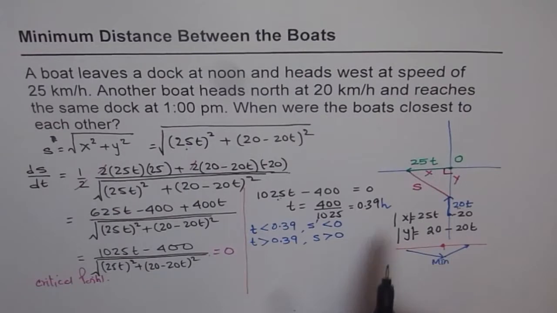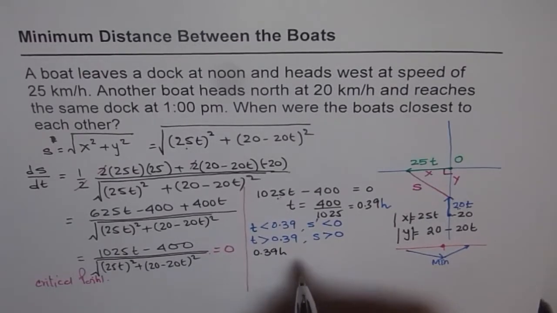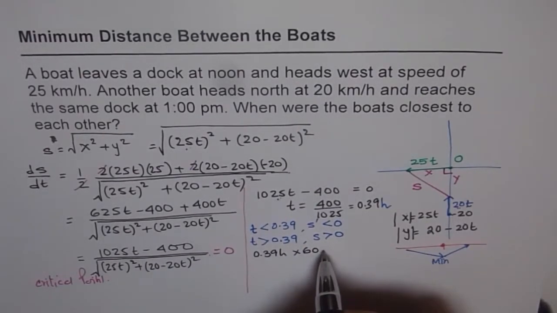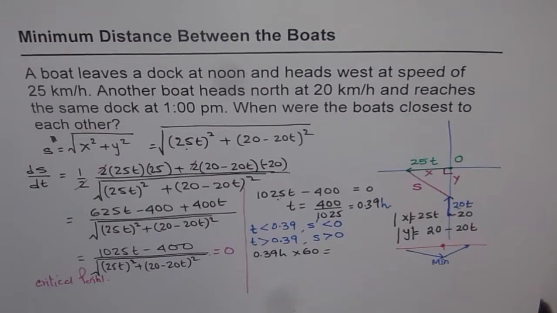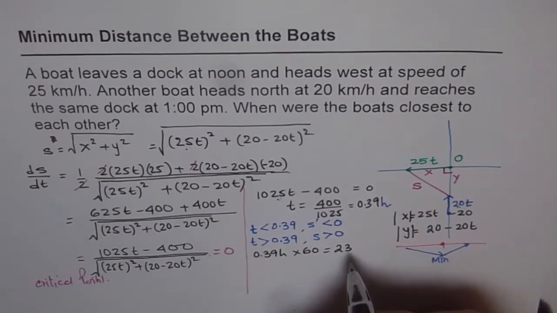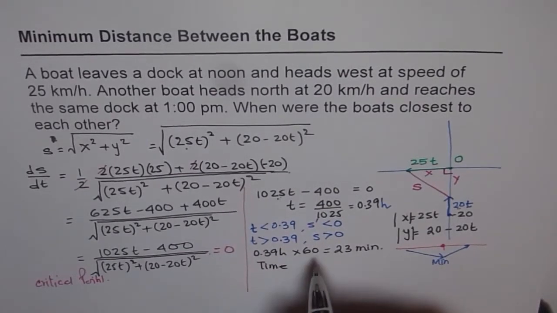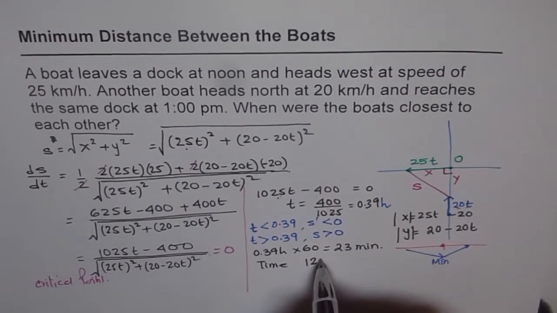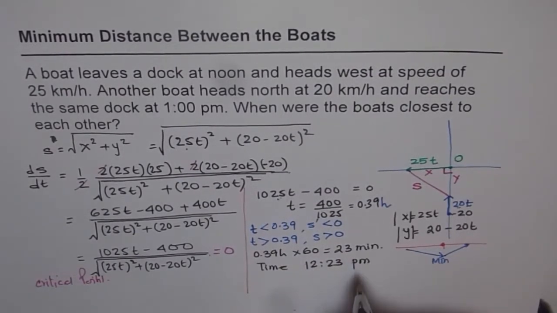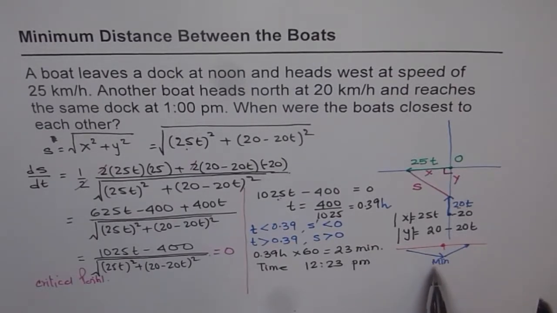We have to give the time. So let's convert these hours to minutes. So 0.39 hours times 60 will give us minutes. Is that okay? So that will give us the time in minutes. So 60 times 0.39, we get close to 24, right? 23.41. So we'll just write 23 minutes. Therefore, the time when they are closest will be 12 plus 23, that means 12:23 p.m. So at 12:23 p.m. the boats will be closest.